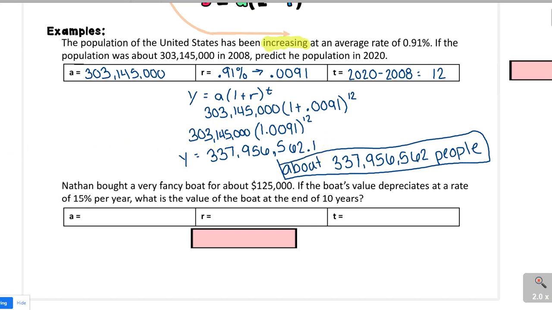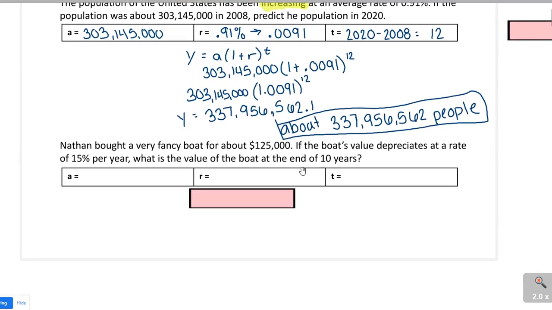Now let's look at the next example. Nathan bought a very fancy boat for about $125,000. If the boat's value depreciates at a rate of 15% per year, what's the value of the boat at the end of 10 years? So here we see the word depreciates. So that's going to be our decay. So let's start with our initial amount, which is $125,000. Our rate is 15%. Change it to a decimal, move it over 2 places to the left, 0.15, and our time is 10 years.